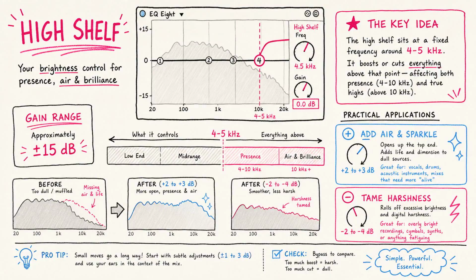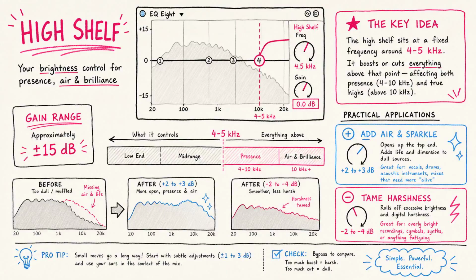Gain range, approximately plus 15 decibels. Practical applications. Adding air and sparkle: +2 to +3 decibels opens up the top end, adding life and dimension to dull sources. Useful on vocals that lack presence, drums that sound muffled, or any source that needs to feel more alive. Taming harshness: 2 to 4 decibels rolls off excessive brightness.